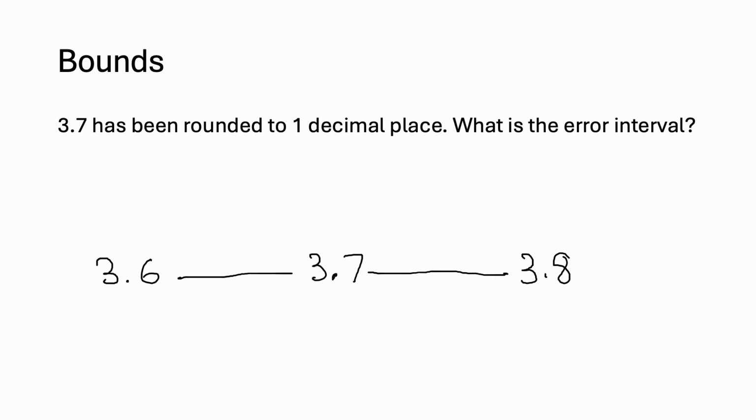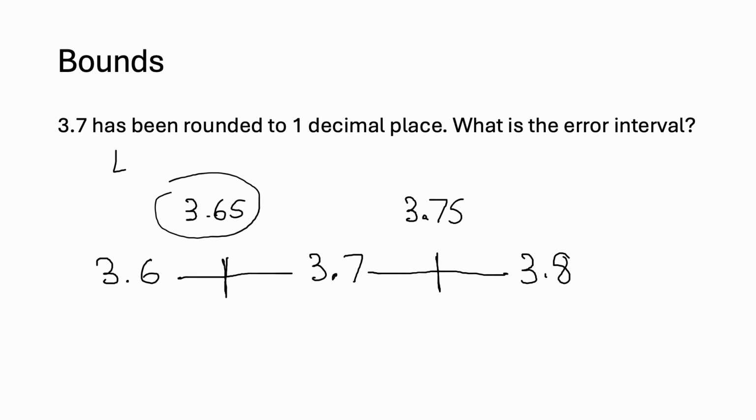And then to work out our upper and lower bounds, for our upper bound, we're going to work out what is halfway between 3.7 and 3.8, which is essentially 3.75. And then for our lower bound, we work out what is between 3.7 and 3.6, which is going to be 3.65. So this here is our lower bound, and this one up here is our upper bound.